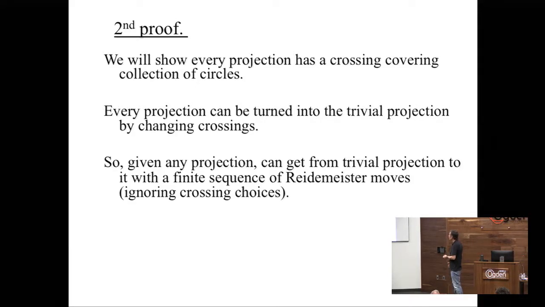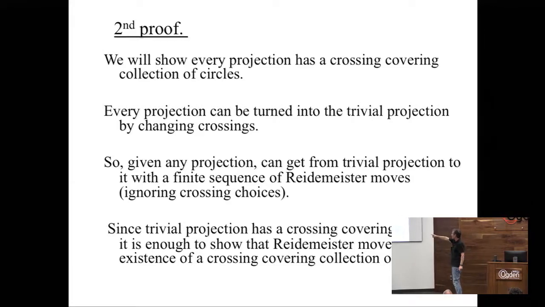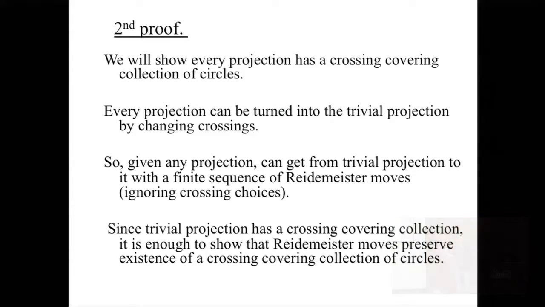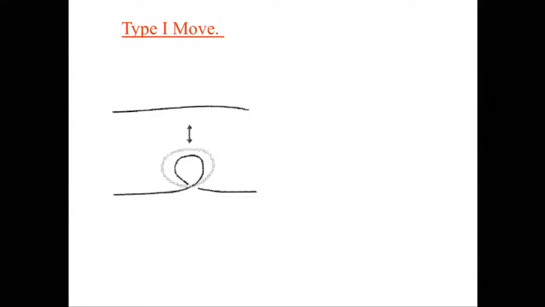So what we're going to do is show that Reidemeister moves preserve the fact that you have a covering crossing collection of circles, okay? And we'll start from the trivial projection. Does the trivial projection have a crossing covering collection of circles? Yes, it's the empty set because there are no crossings, okay? So now we're just going to look at each of the different kinds of Reidemeister moves.